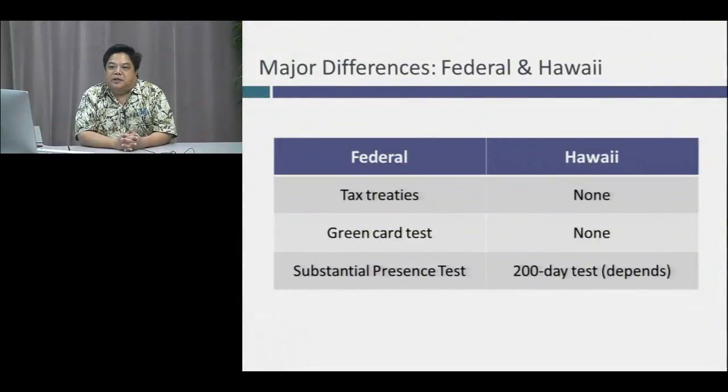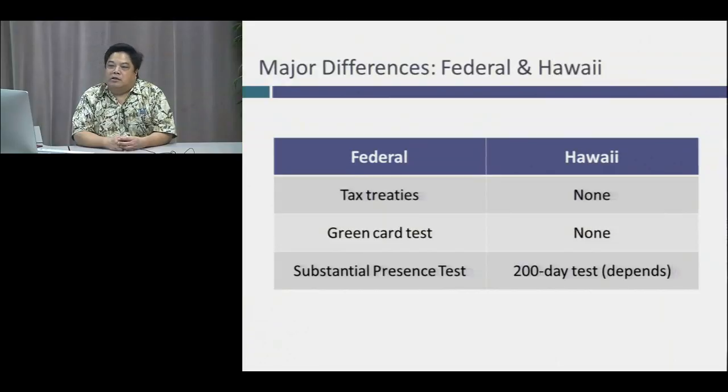Now, as far as the major differences between Hawaii and federal, for federal there are such things as tax treaties. Hawaii does not recognize tax treaties, so everything that you earn will be taxed within the definition. And federal uses a green card test. If you have a green card, you're a resident. Hawaii does not use a green card test.